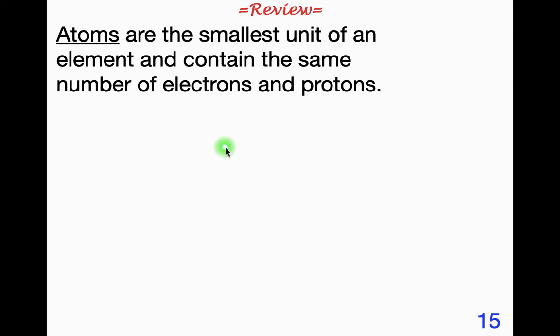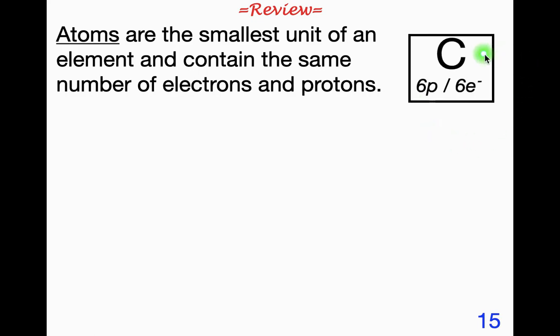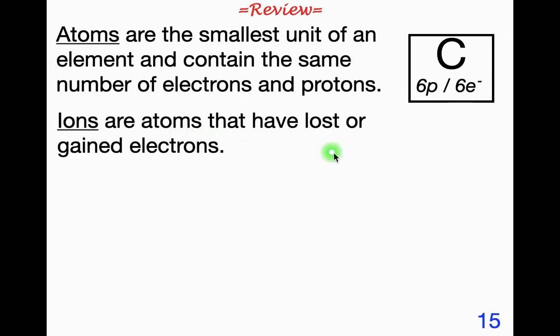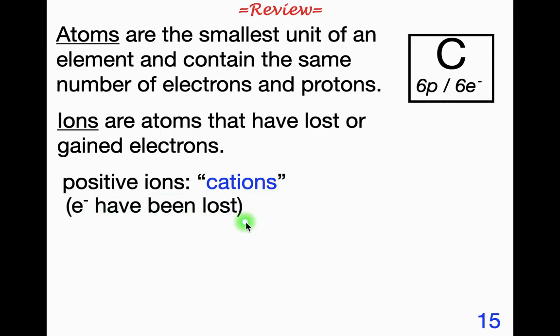Atoms are the smallest unit of an element and contain the same number of electrons and protons. So for example, carbon has atomic number 6, so it's 6 protons, and the atom also has 6 electrons. There's no charge on it. If we gain or lose electrons, they become ions, or carbon would become an ion. Ions are atoms that have lost or gained electrons.